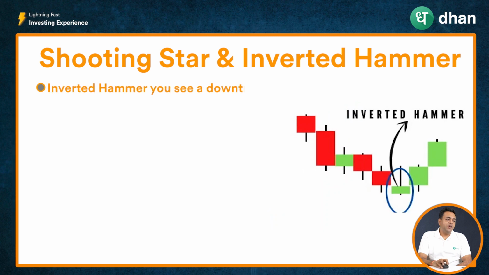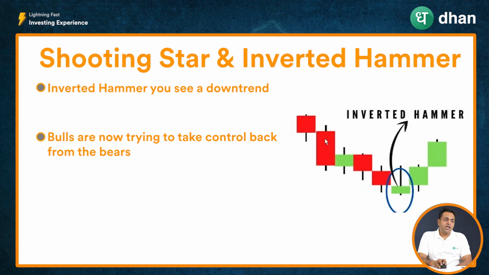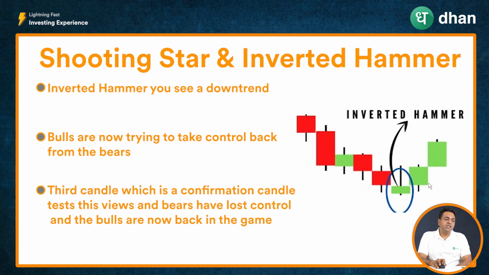Conversely, in the case of an inverted hammer, you see it during a downtrend. The buyers did try to take the price higher, but they were not able to succeed. This was the first indication that the bulls are now trying to take control back from the bears, and the bears are losing their momentum or grip in the stock price. And the third candle, which is the confirmation candle, attests this view that the bears have lost control and the bulls are back in the game.